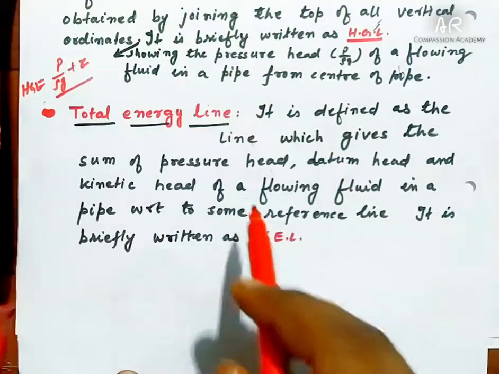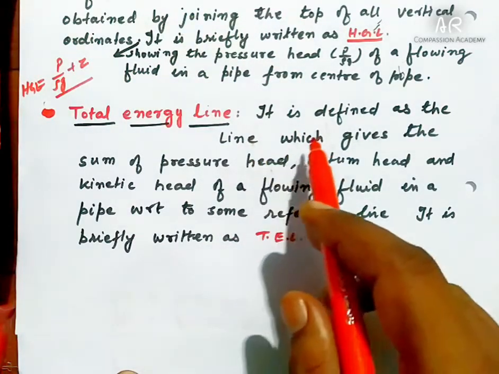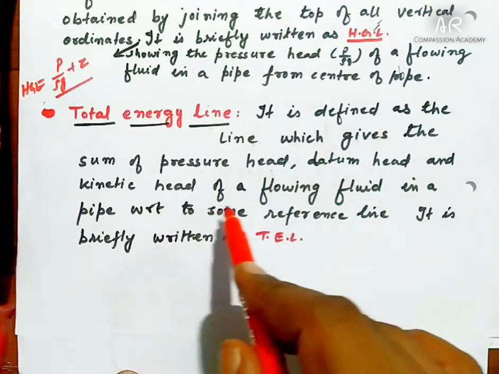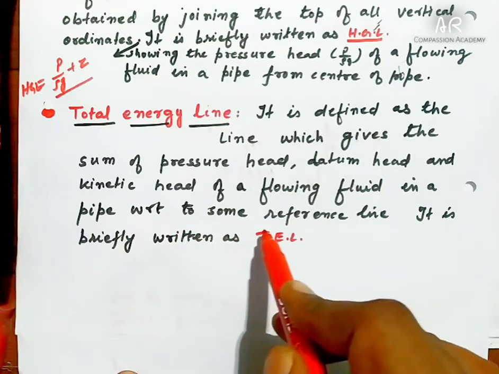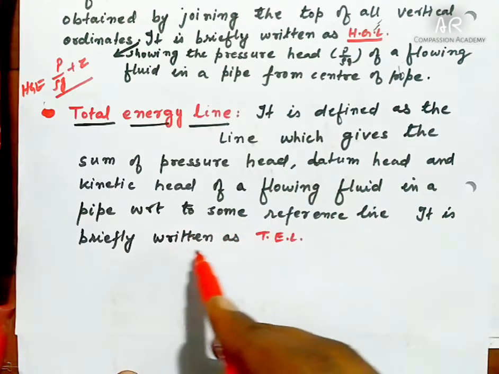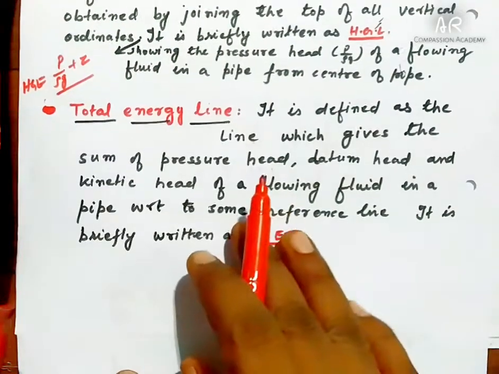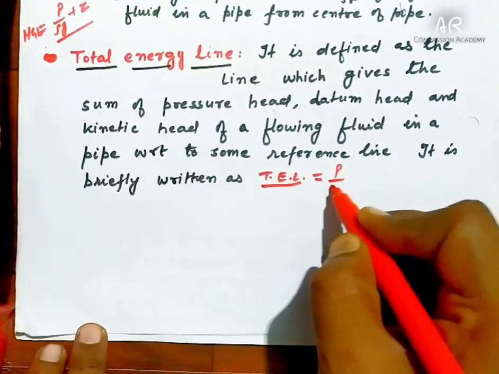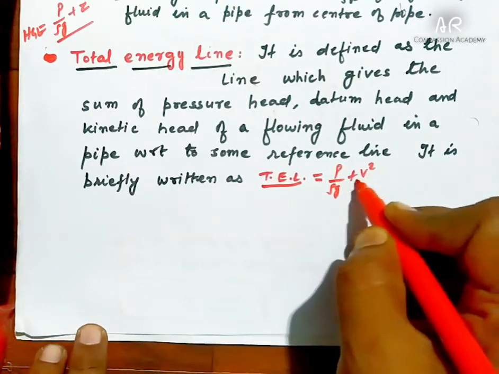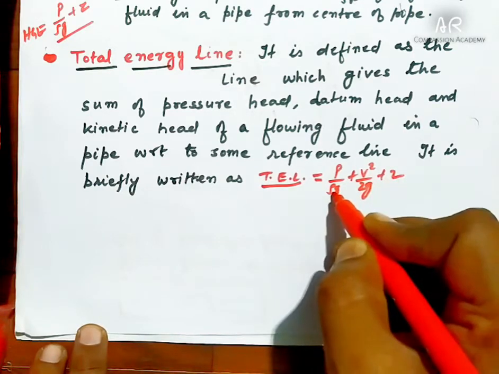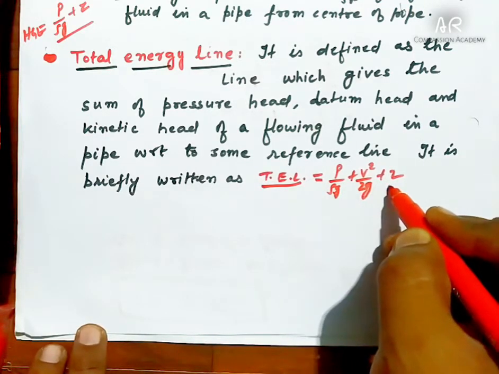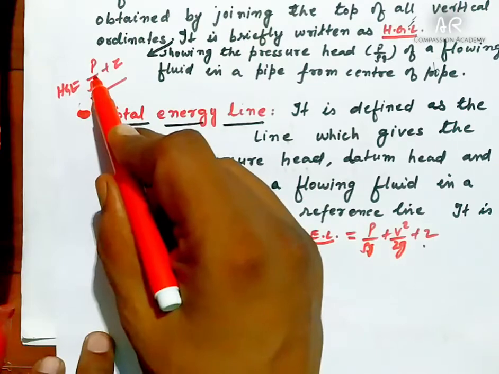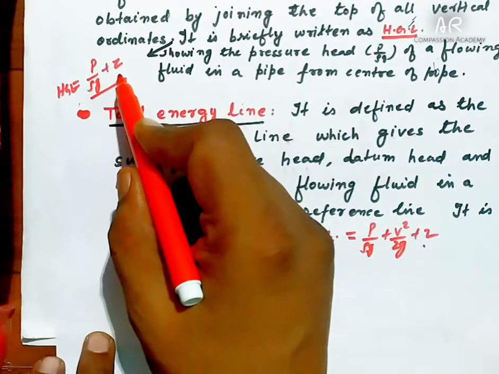Similarly, total energy line can be defined as the line which gives the sum of pressure head, datum head and kinetic head of a flowing fluid in a pipe with respect to some reference line. It is briefly written as TEL, total energy line. That means in total energy line, we will add extra kinetic energy, that is P by rho G plus V square by 2G plus Z. It is the pressure head, kinetic head and datum head. So total energy line is the sum of all these three heads, and hydraulic gradient line is the sum of only pressure head and datum head.